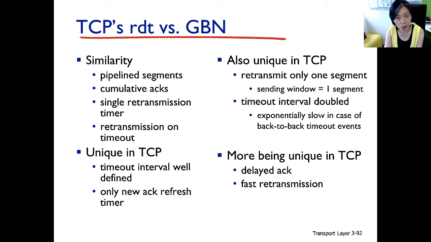Now, there are more differences. First one, delayed ACK. Second, fast retransmission. So these are the two extra mechanisms in TCP related to reliable data transfer that we need to talk about. And what's coming next, a big part, we're going to talk about TCP's congestion control more seriously.